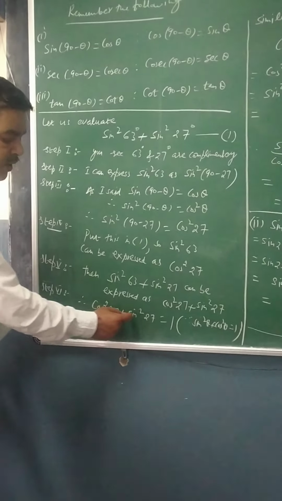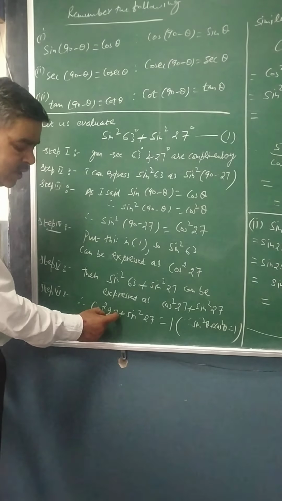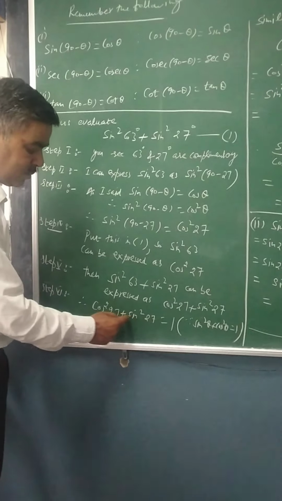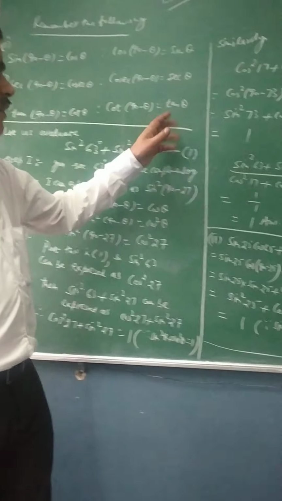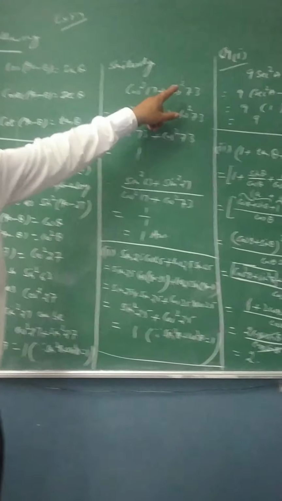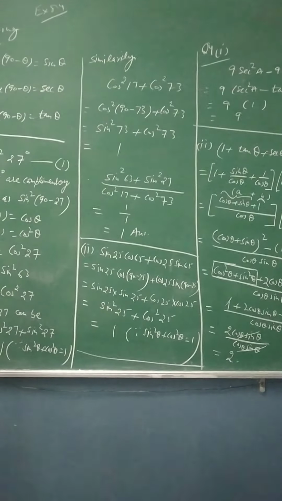So it is cos square, it is sine square. So cos square theta plus sine square theta, where theta must be the same for both, is always equal to 1. Similarly, if you check the denominator, 17 and 73 again are complementary to each other.